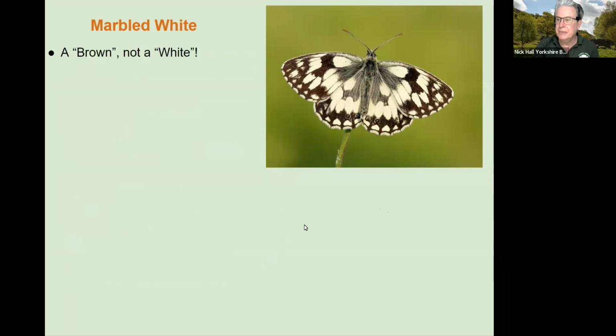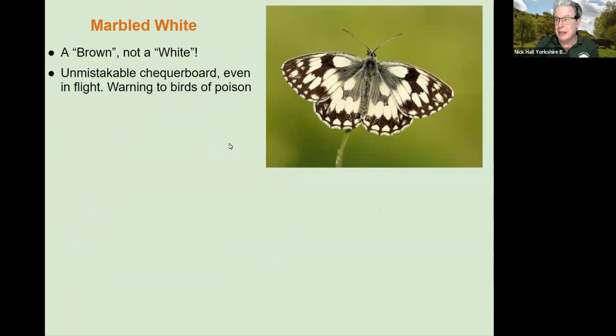Thank you. Yes, no wonder it's the symbol of Yorkshire Butterfly Conservation. It's a beautiful thing, but it's not white. It is actually a brown. It's a brown with white markings, so don't think of it as a white. Unmistakable checkerboard, and you can see the checkering in flight.